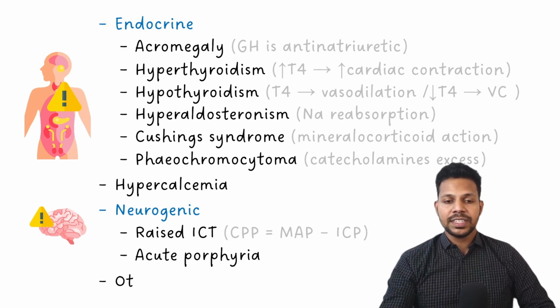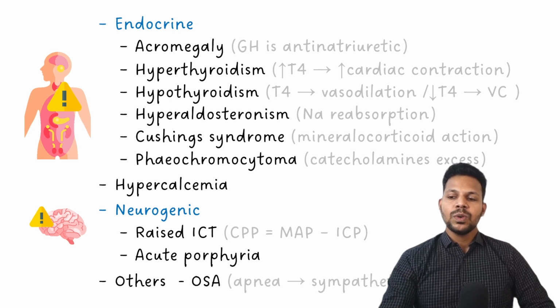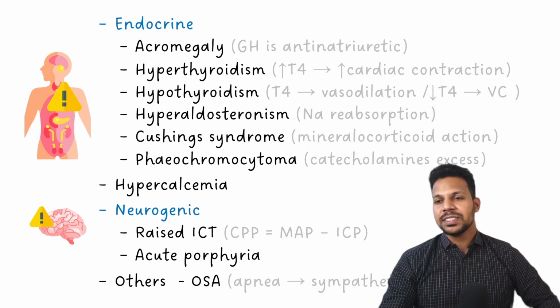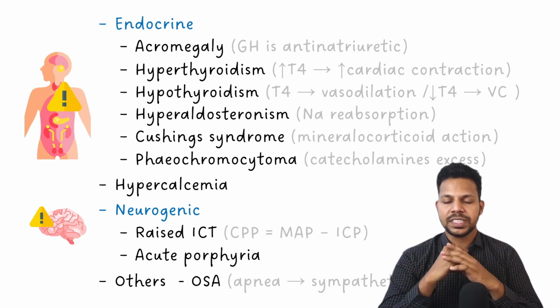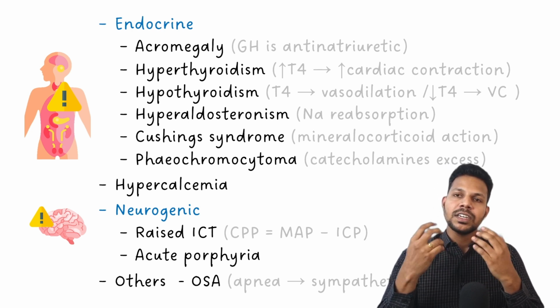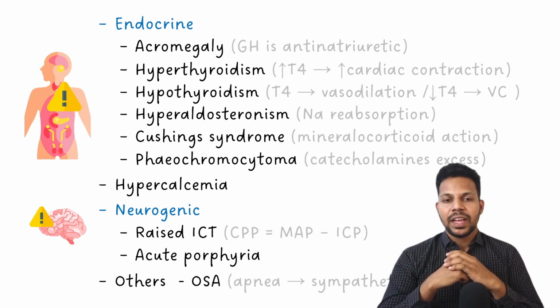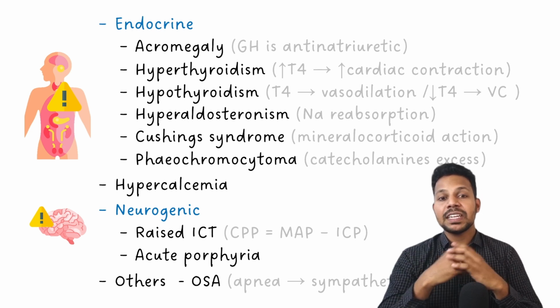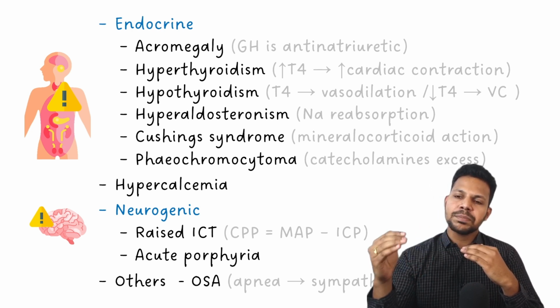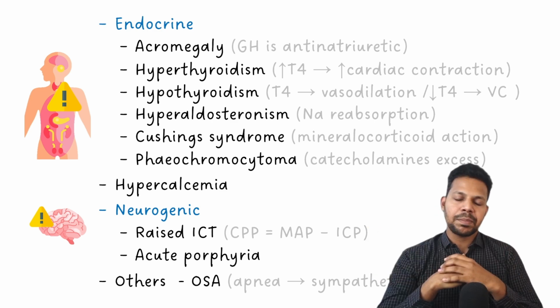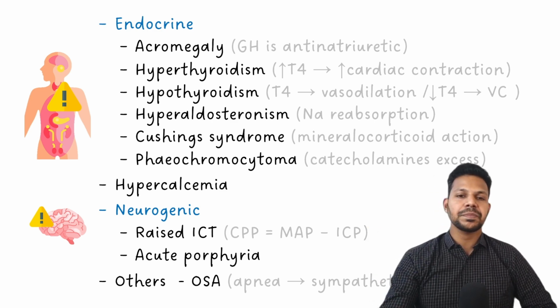And last but not least, obstructive sleep apnea. What is happening in obstructive sleep apnea? This has become very common nowadays because of the increase in the incidence of obesity. The obese patients will have snoring during sleep, and they'll have episodes of apnea. Whenever there is apnea, there is an increase in the sympathetic tone. This prolonged increase in the sympathetic tone for a long period of time will result in hypertension in these patients.